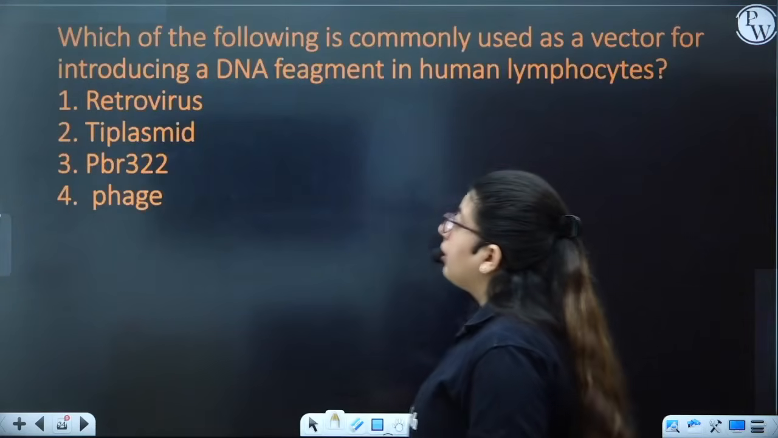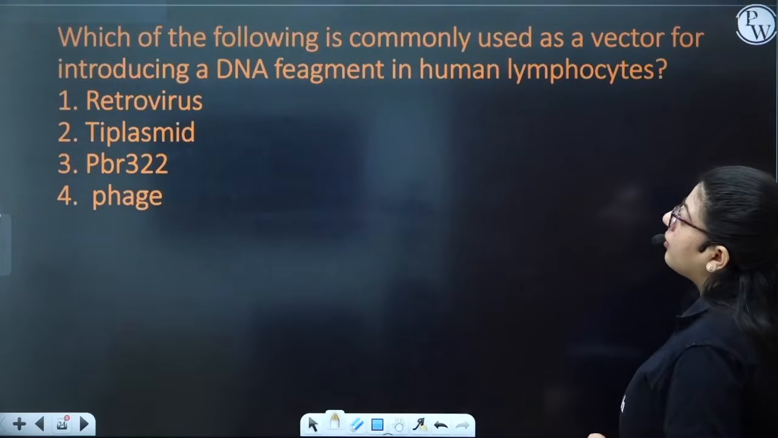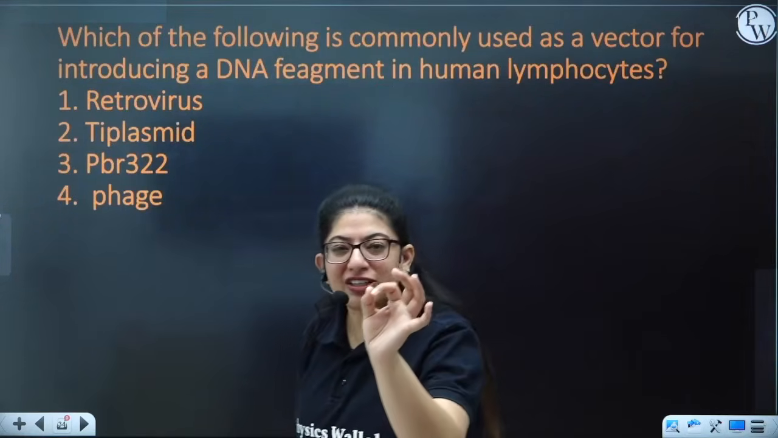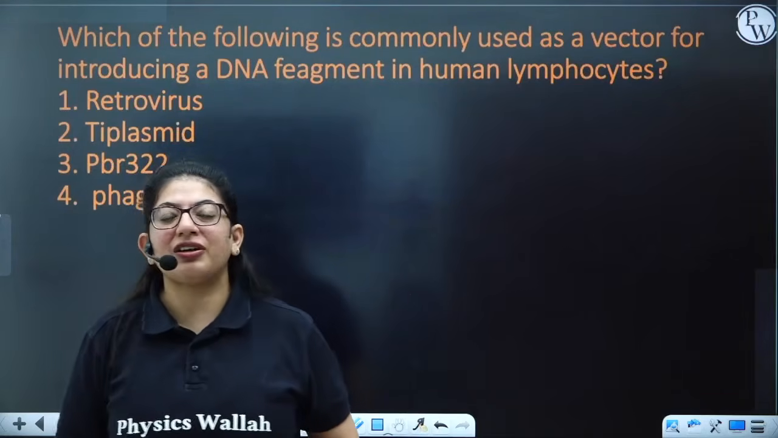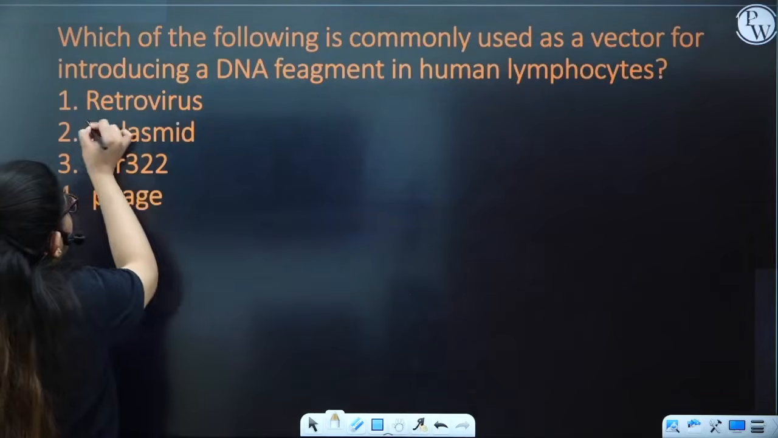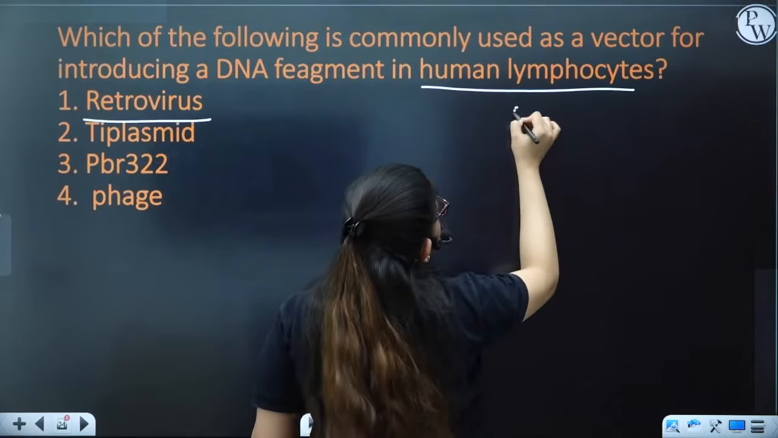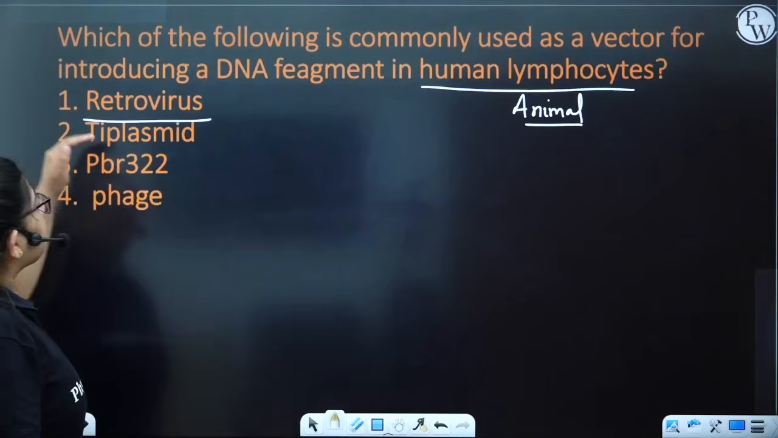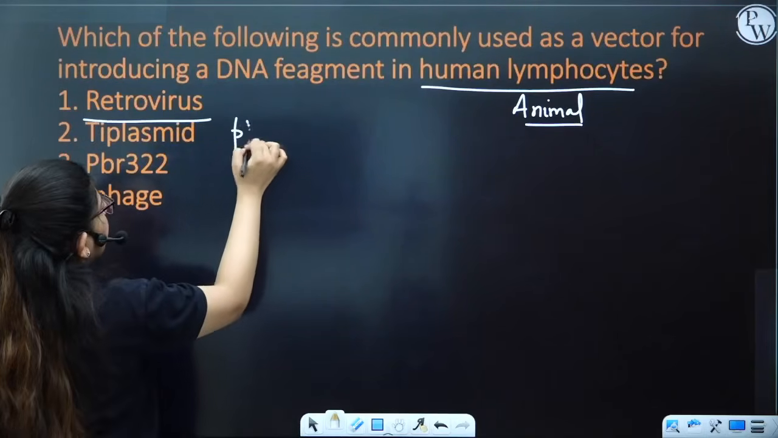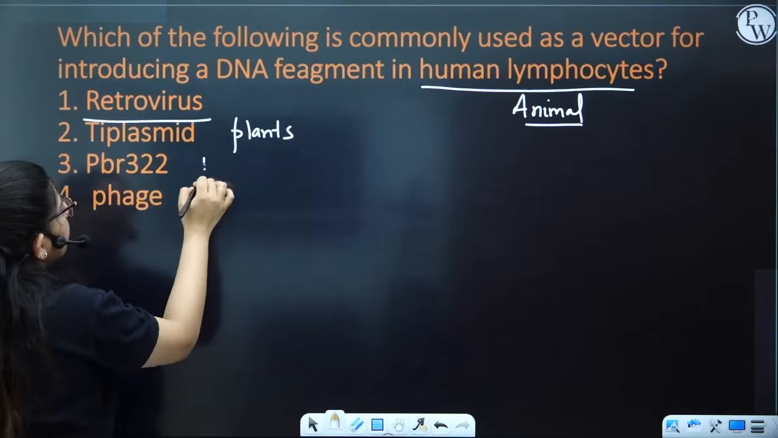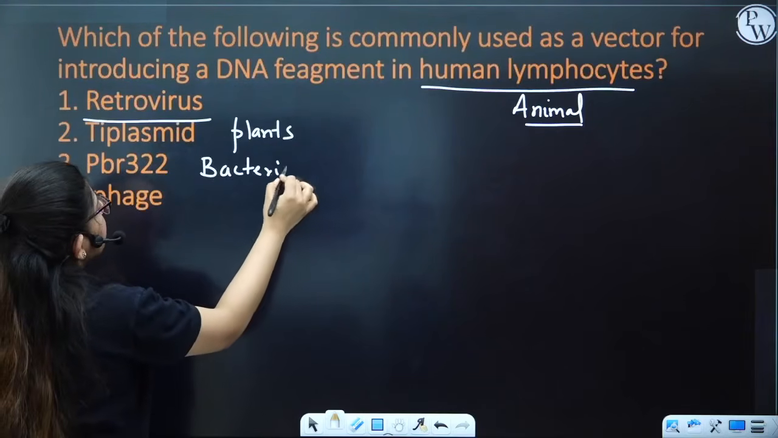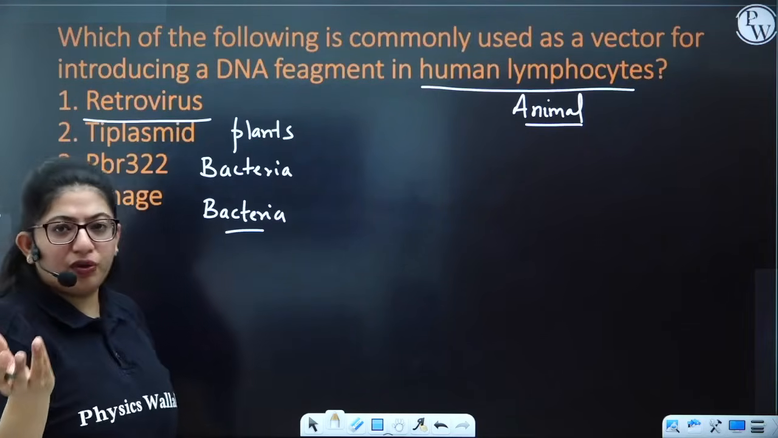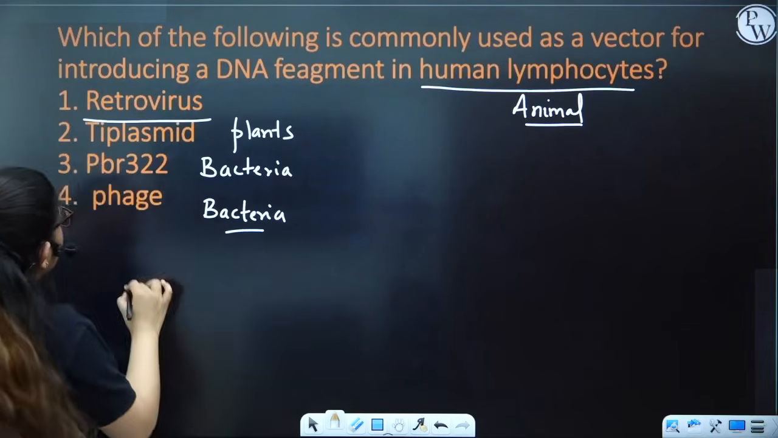Next, which of the following is commonly used as a vector for introducing a DNA fragment in human lymphocyte? Which vector did we use during gene therapy in a 4-year-old girl child who was suffering from SCID? Definitely retrovirus. Human lymphocytes are animal cells, so it's quite simple. In animals we use the retrovirus. Ti plasmid is used in plants by Agrobacterium. pBR322 is used in bacteria. Phage also in bacteria. So you just have to see what the host is. If you know it, you can get the correct answer. So the answer is 1.